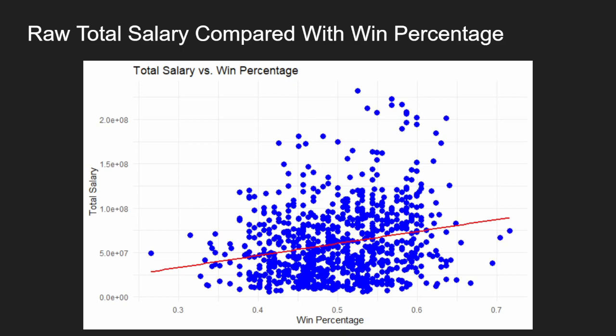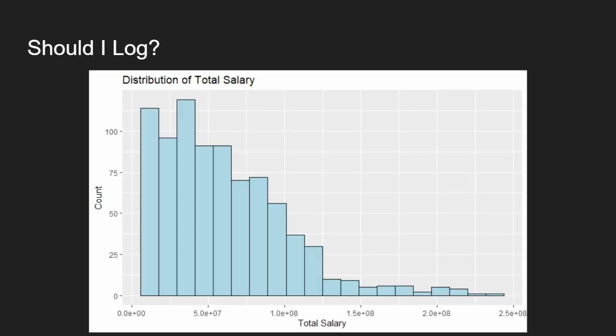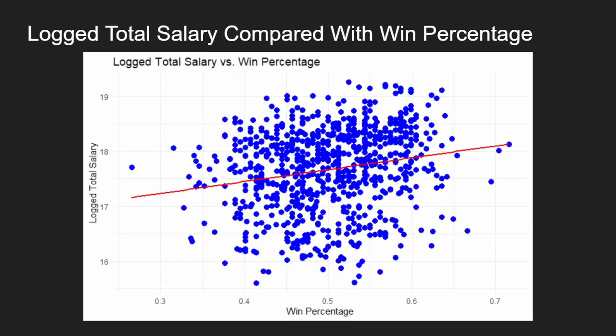So here's the raw salary data compared with win percentage, and it looks pretty crazy. There is a slight upward trend, but it's hard to tell just by looking at the data. So I looked at the distribution of the total salaries, and you can see here that it's really skewed to the right. So I'm going to log this, and then when you log it and compare it with the win percentage, it looks a little bit better, but still pretty random.